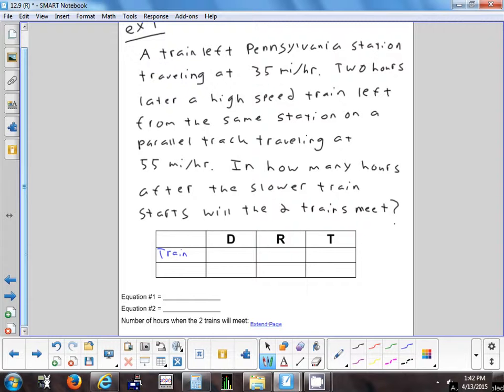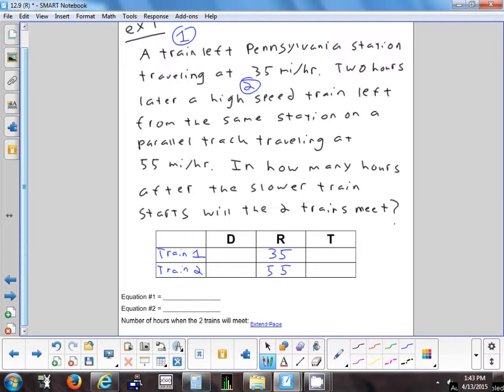Okay, so fill that in. Train one, train two. So we're going to call this one, the first train that left, train one. Okay, 2 hours later, the high-speed train, we'll call that train two. Do I know anything about train one? 35 miles an hour. Okay, I know that its speed is 35. Do I know anything about the high-speed train, train two? It left 2 hours later, and somebody else said another number. 55 miles an hour. That's its speed.